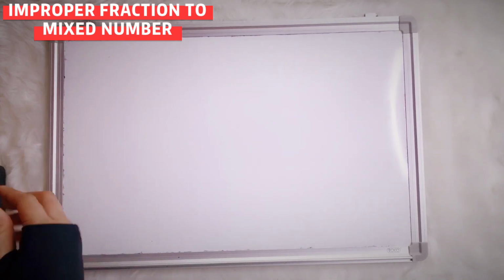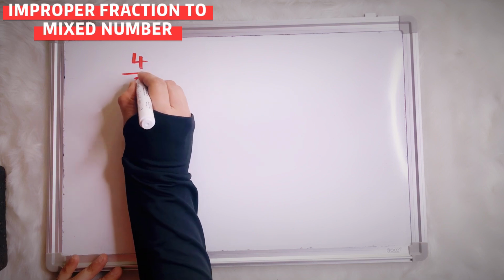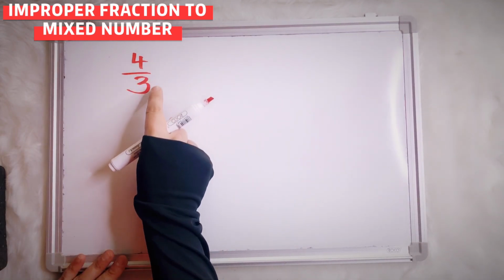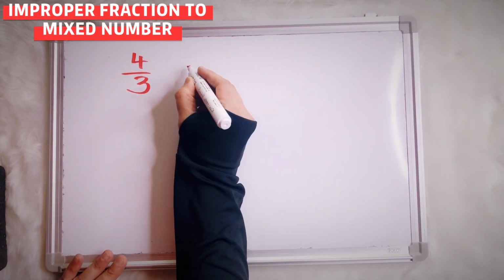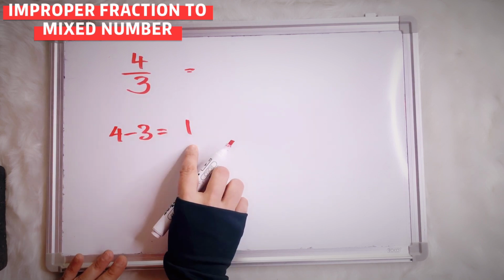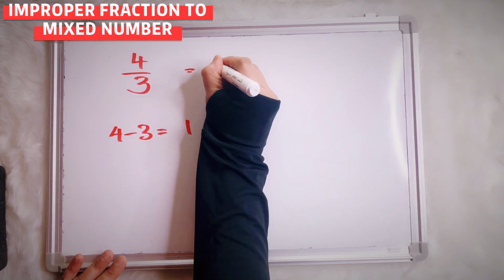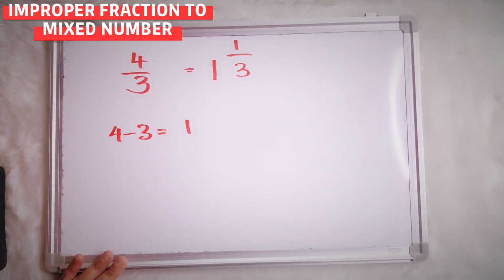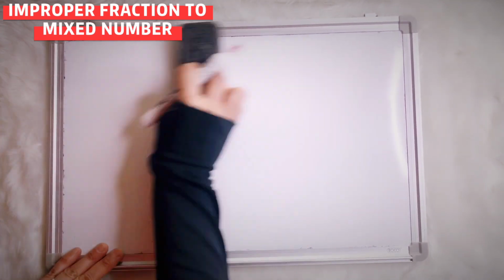Okay, next. Let's say I give you 4 over 3. So now number 4 minus with the number 3. So 4 minus 3, you will have 1, right? So how many times you minus? 1. So you put 1 over 3. Okay? One more.